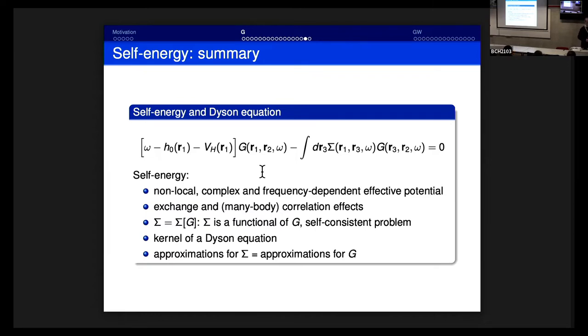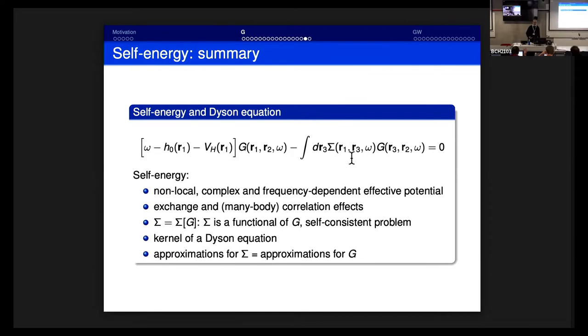We derived an equation for the Green's function, and we introduced this self-energy that is a non-local, complex, and frequency-dependent operator. So it's an effective potential, a generalized effective potential, that takes into account all the strong correlation effects beyond the Hartree approximation for the calculation of the Green's function. So it plays the same role of the exchange-correlation potential of Kohn-Sham density functional theory, but for the calculation of the Green's function. That's why it's a more complex object, because the quantity we are interested in, namely the one-particle Green's function, is a more complex object than the density. And this is an exact equation in principle.